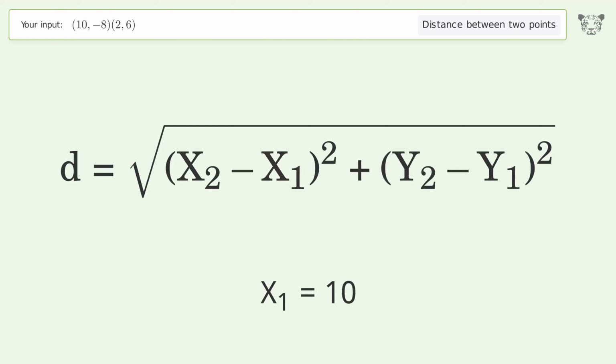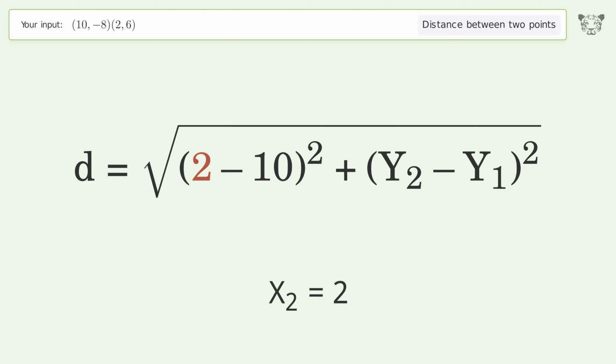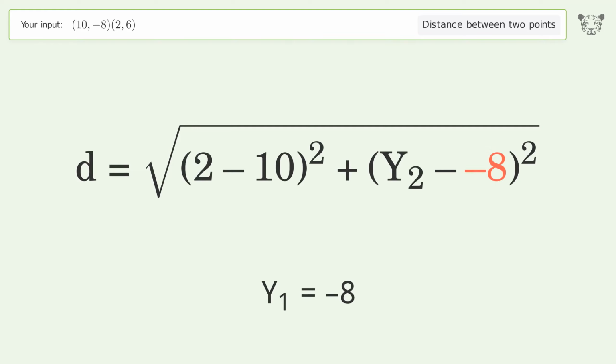x1 equals 10. x2 equals 2. y1 equals -8. y2 equals 6.